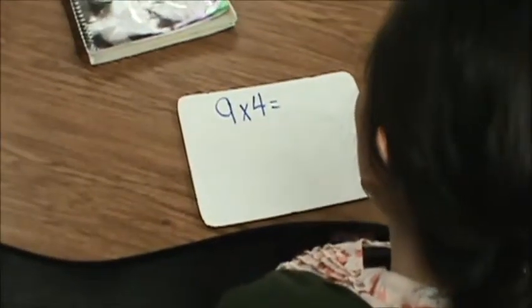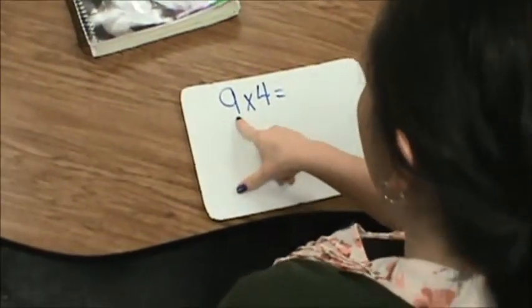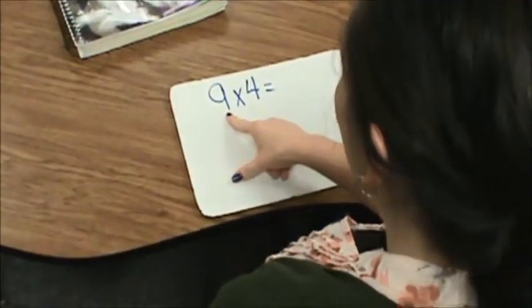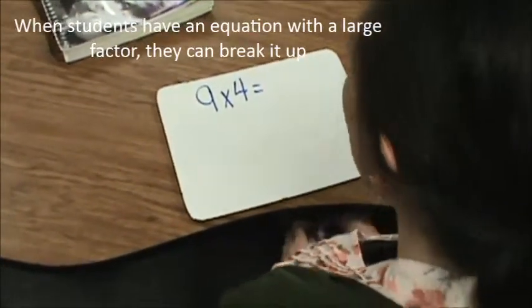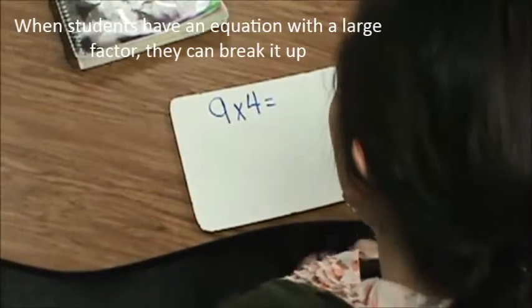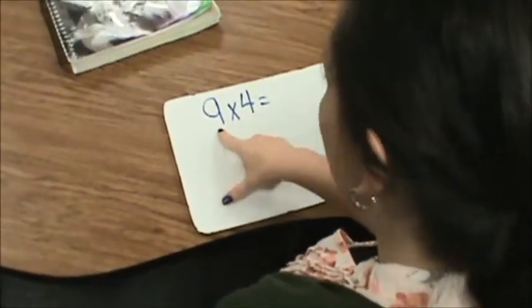Now I'm going to show you a way to take an equation that has a large group number like 9 and break those groups apart into two separate equations that you know in order to find that answer. And it's just an easier way for your students to do. So I have 9 groups of 4, so I would be counting by 4 until I get to 9 groups.